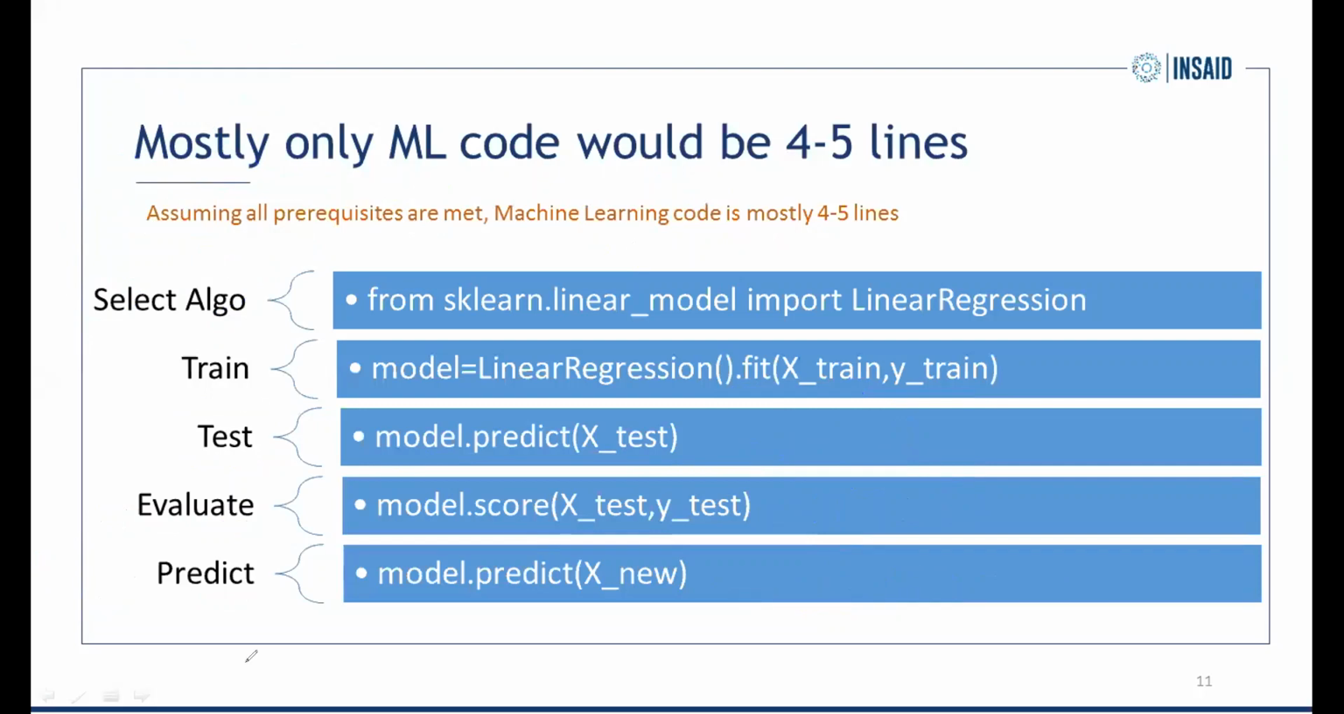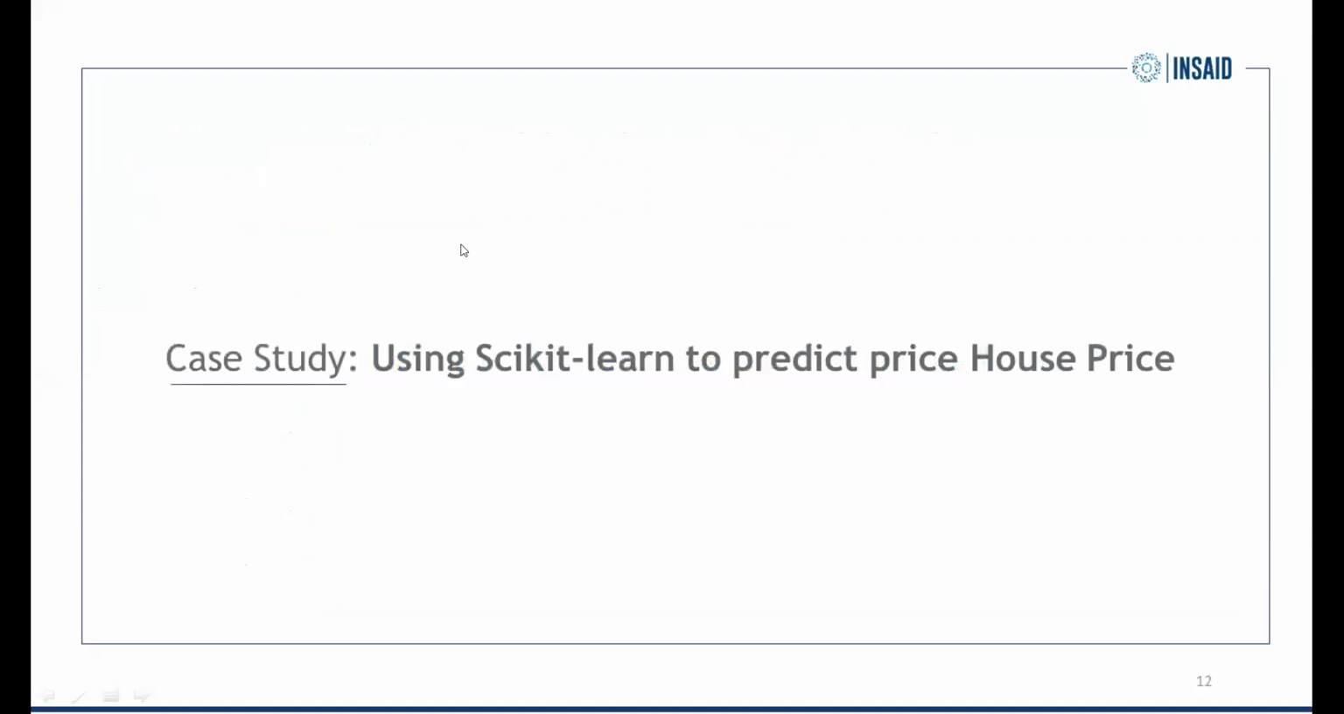These are the 5 lines of code that you can use to solve your machine learning problems. I'll show it to you in action. I'll actually walk you through the code, and that's how you can really make sense out of it. So it's about a house price prediction.